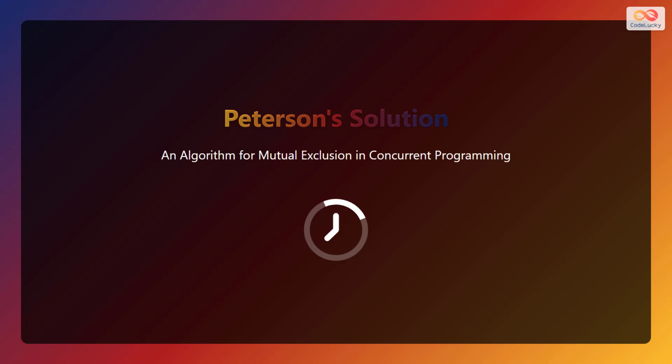Let's explore Peterson's solution, a classic algorithm designed to solve the mutual exclusion problem in concurrent programming. It helps multiple processes safely access shared resources. I will explain it in detail.